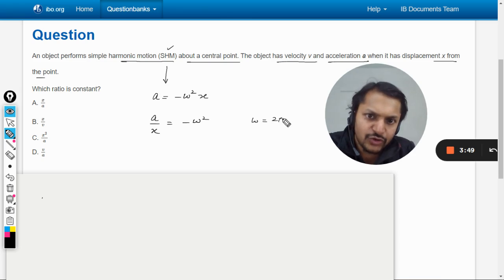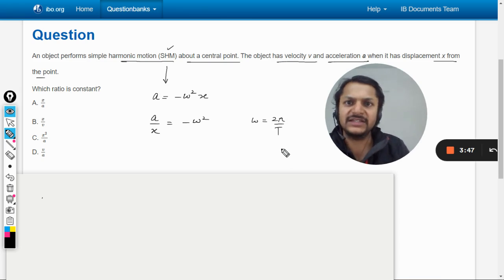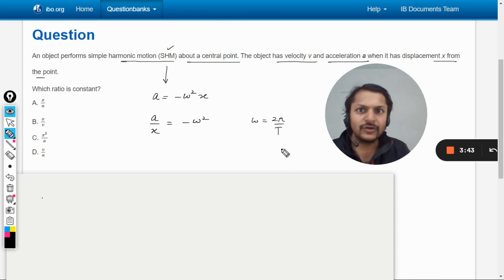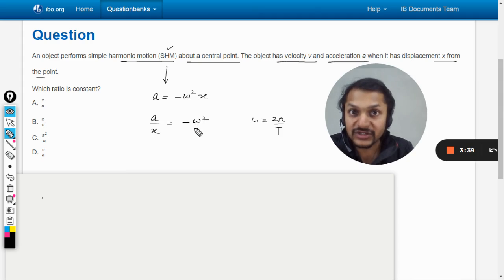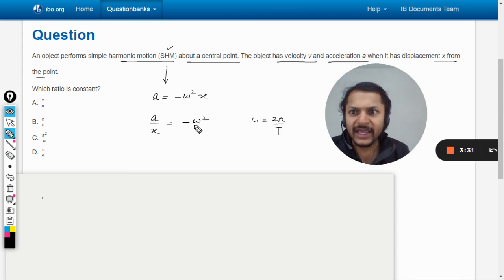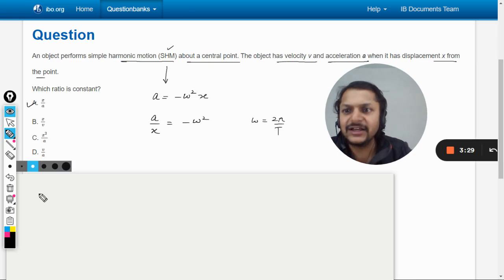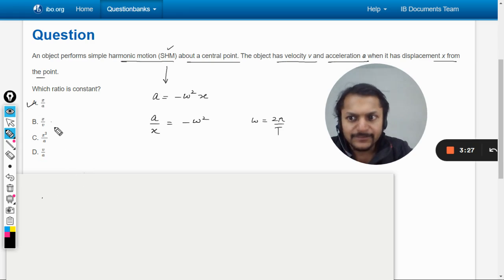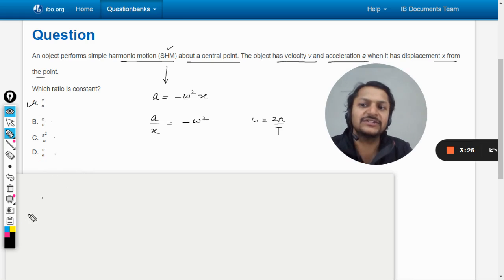Omega is given by 2 pi by capital T, where capital T is the time period. And I can say that if T is constant, omega is constant, it is not going to change. So this value is going to remain constant. It means the ratio of the acceleration and the displacement is always going to be constant. So whether it is a by x or x by a, it is going to be constant, and hence the answer is a. This is not constant, this is not constant, this is not constant.